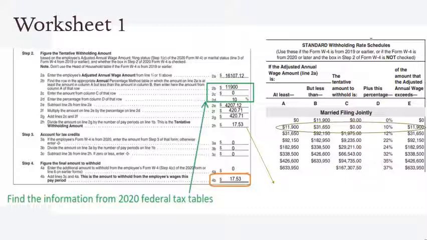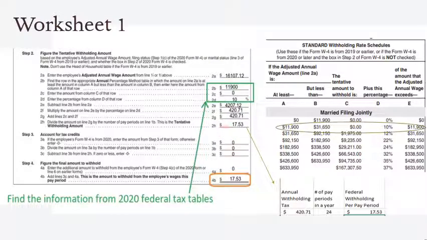And so by adding lines 2C and 2F, and there's no amount in 2C because there was nothing here, this number remains the same: $420.71. Now to figure out the next number right here, the $17.53, we know that this employee was paid semi-monthly for 24 pay periods in a year. So once we take the annual withholding tax of $420.71 and divide that by the number of pay periods in a year, 24, this equals the tentative withholding amount right here.